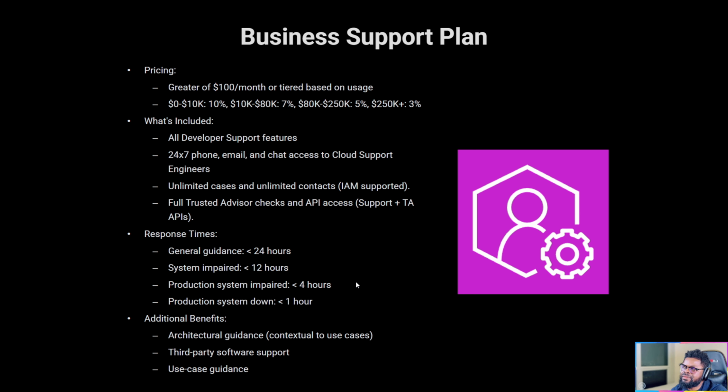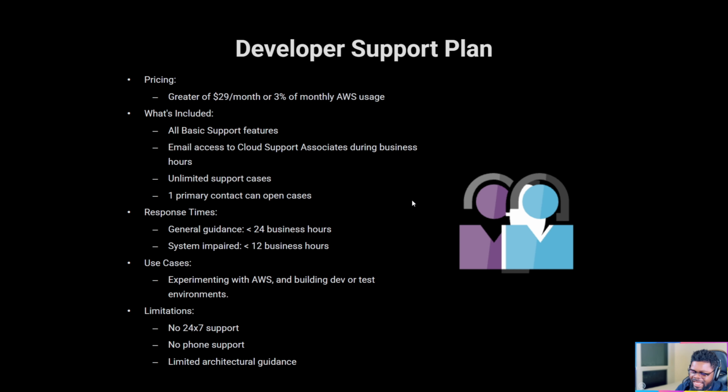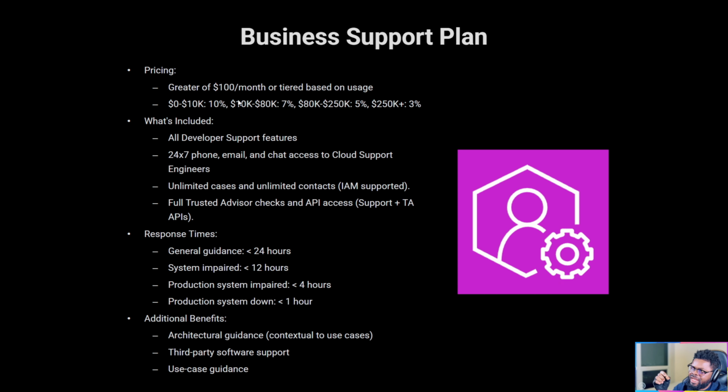For business support plan, greater than $100 per month, or tiered, right? So usually it's either the greater of 100 or the tiered based approach. So what it means is that which is greater. Usually most people will actually fall within the tier. So 0 to 10K, they will charge you the first 10%, and then depending on how much you're spending, the cost is going to increase. So it's not like a one fee. It depends. If your cost is going to be above 100, then you move into a tiered based approach, right?